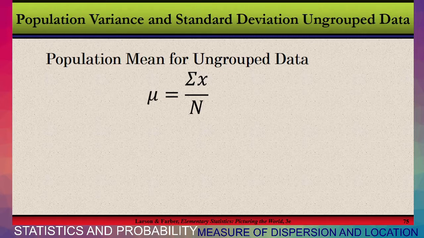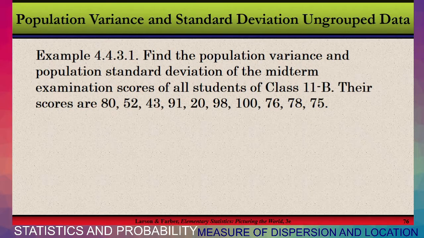So, tumungo tayo sa example. Example 1. Find the population variance and population standard deviation of the midterm examination of all students of class 11B. Their scores are the following: 80, 52, 43, 91, 20, 98, 100, 76, 78, and 75. So, gagawa tayo ng table based on dun sa ating example.